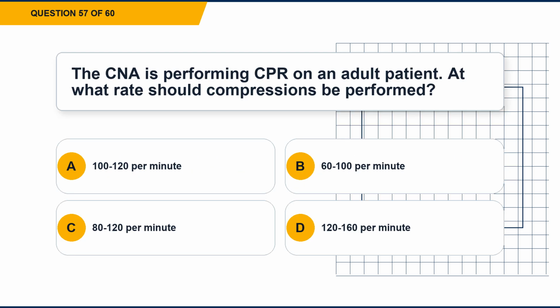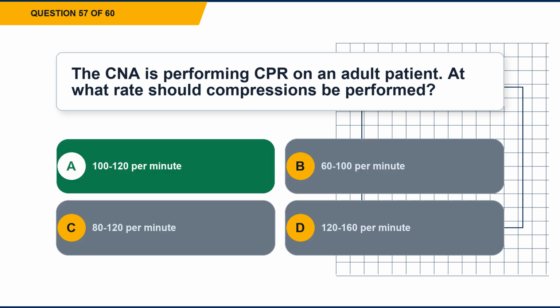Question 57. The CNA is performing CPR on an adult patient. At what rate should compressions be performed? Option A, 100-120 per minute. Option B, 60-100 per minute. Option C, 80-120 per minute. Option D, 120-160 per minute. The correct answer is option A, 100-120 per minute.